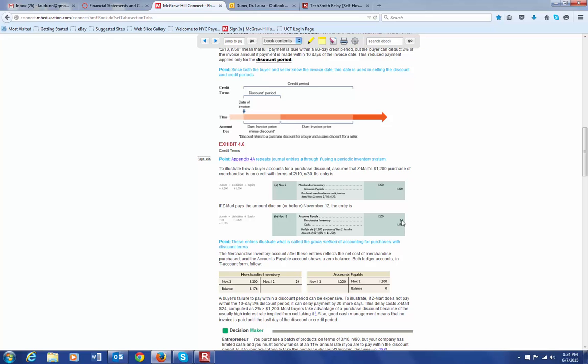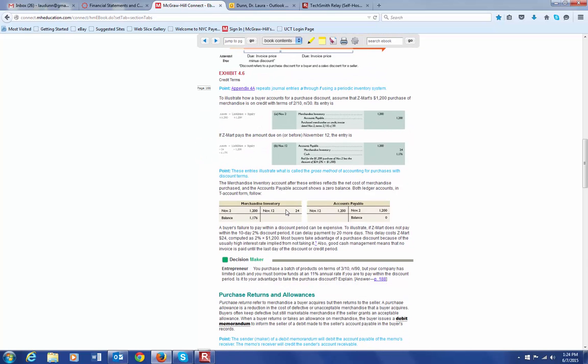The $24 discount gets credited to merchandise inventory because it's deducting from the inventory account. The inventory did not cost you as much as you originally thought it was going to. So that's why it comes directly out of the merchandise inventory account, because you want that inventory to be at the cost basis, what you actually ended up paying for it.